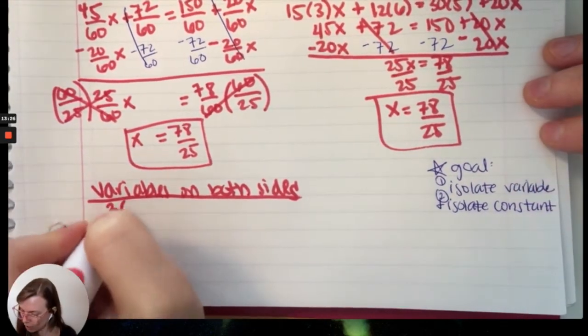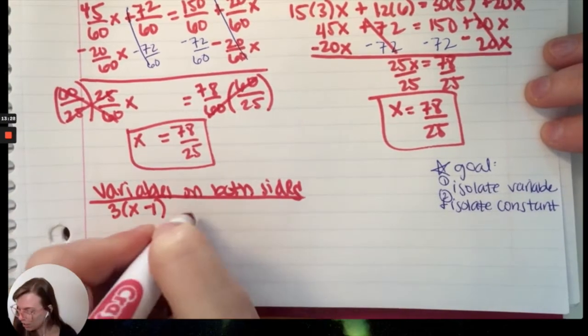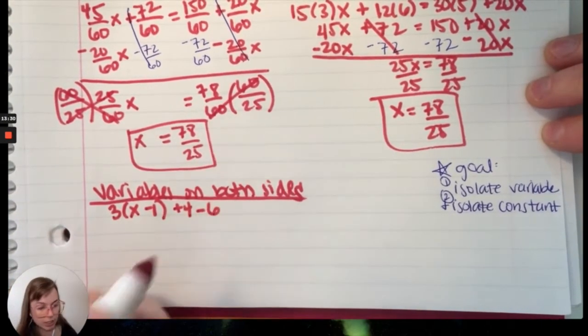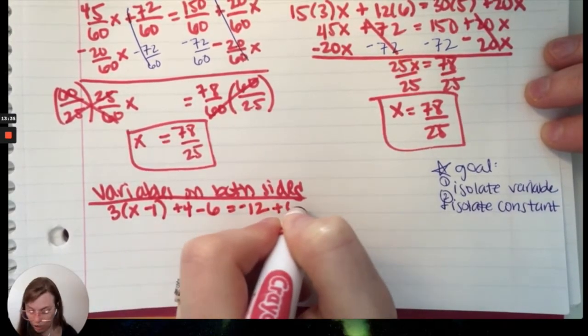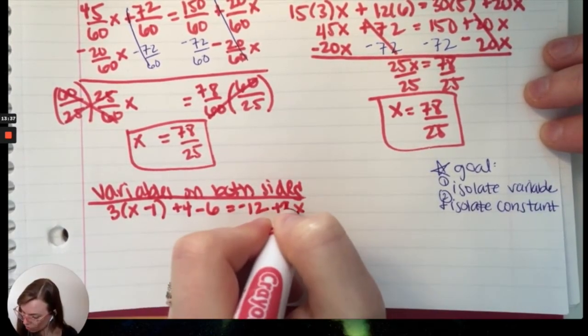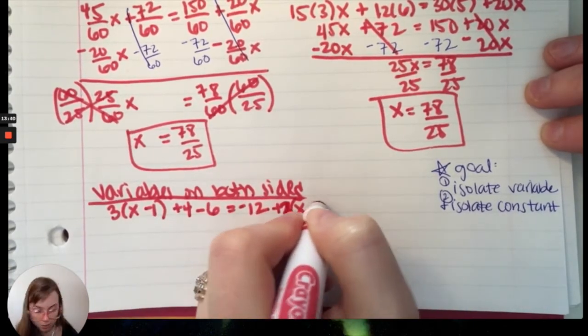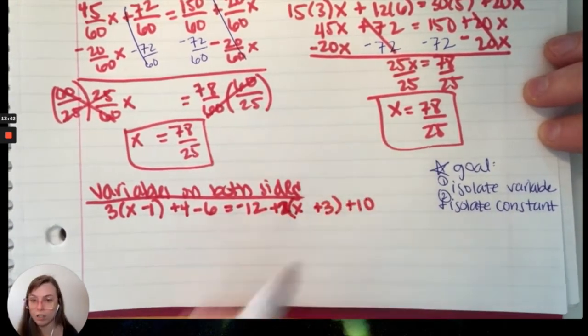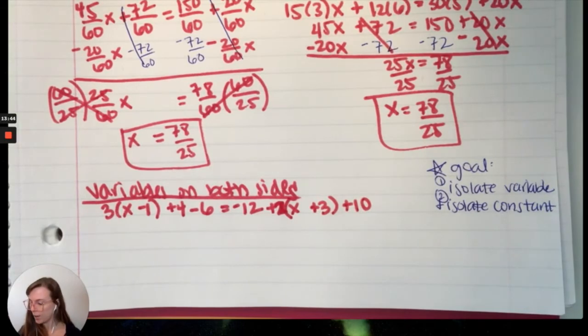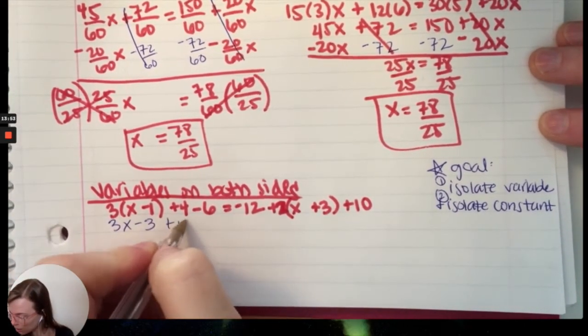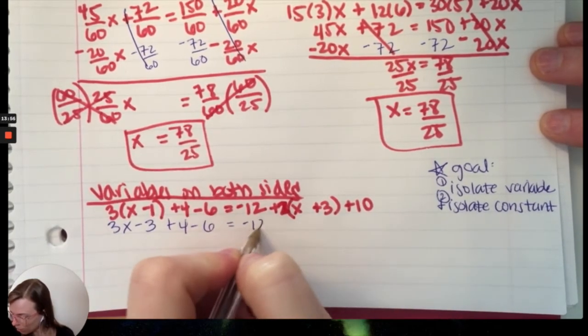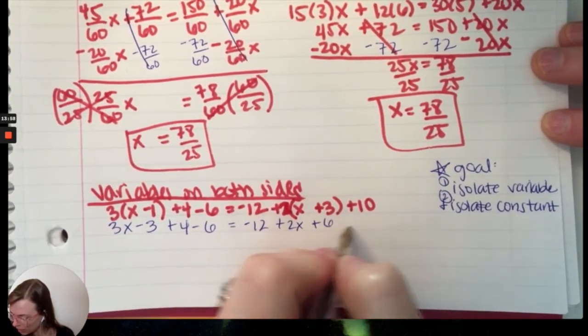So, 3 multiplied by (x minus 1) plus 4 minus 6 equals negative 12 plus 2 times (x plus 3) plus 10. Pause the video if you need to write that down. Okay, I'm going to distribute first. I'm going to use a pen just because it's a little more clear, I think, in this instance. So I'm going to have 3x minus 3 plus 4 minus 6, equals negative 12 plus 2x plus 6 plus 10.